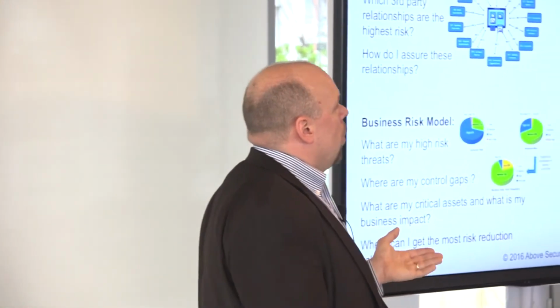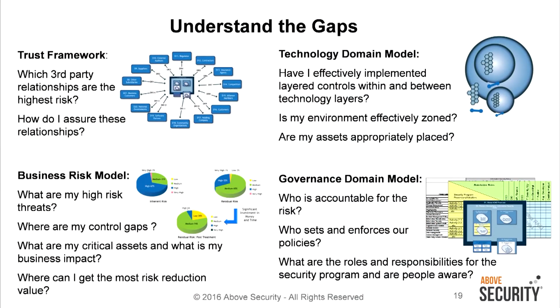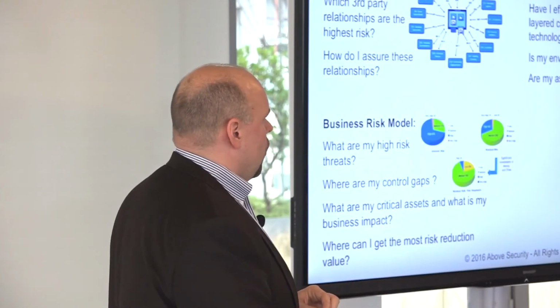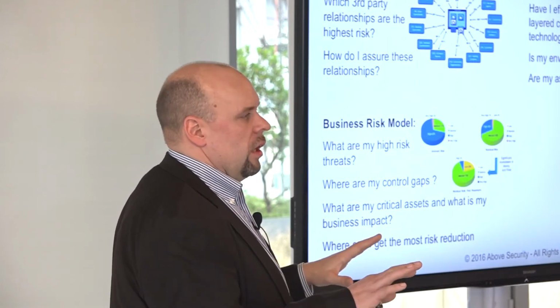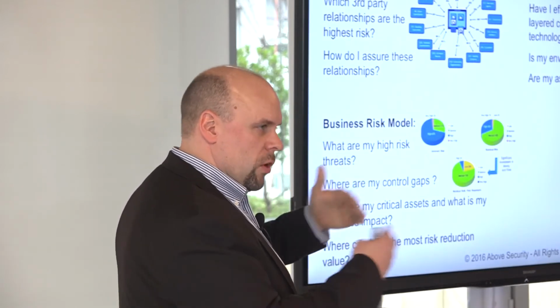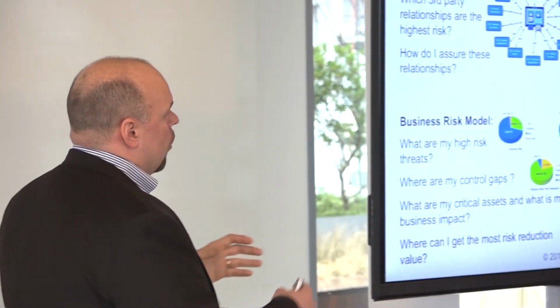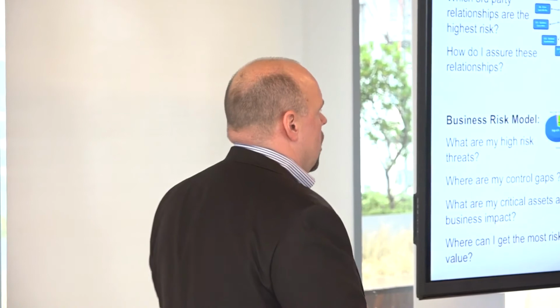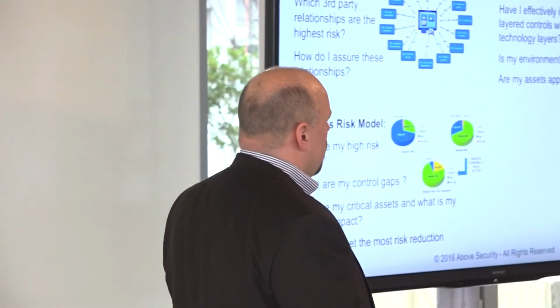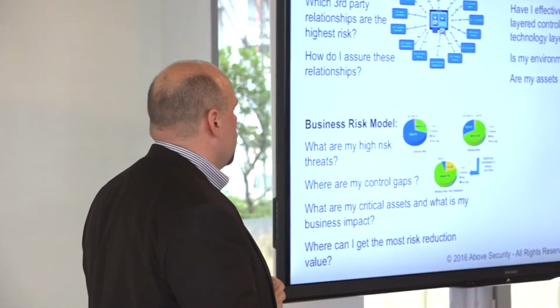In my technology domain model, where have I effectively implemented my layer controls? Where are the gaps associated with that, both within layers and between layers? It allows you to really evaluate if you're actually applying control at the right level. Sometimes controls are always being focused in many organizations at a network layer without really thinking about what I'm trying to protect, not thinking about what I'm doing in an application layer or a data layer, et cetera. So the goal is to really tie it all together. Do I have my right zoning in place, and do I actually have my assets appropriately placed within my environment?